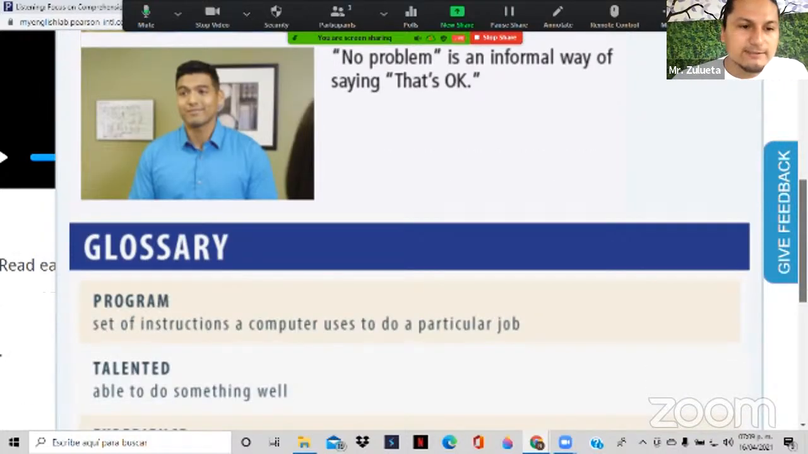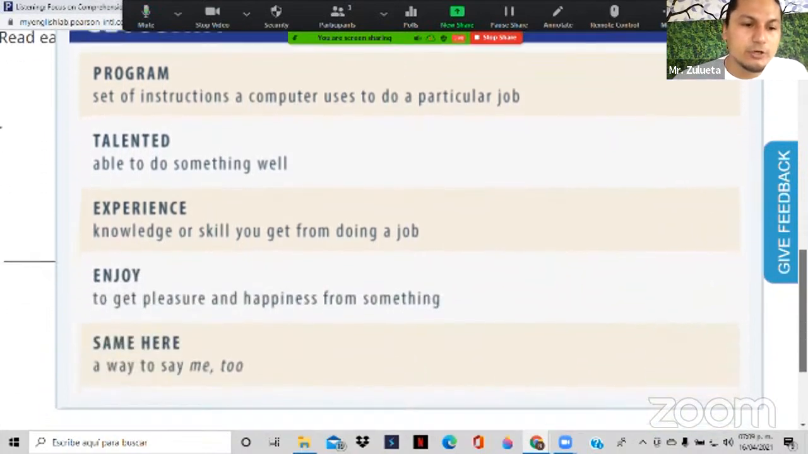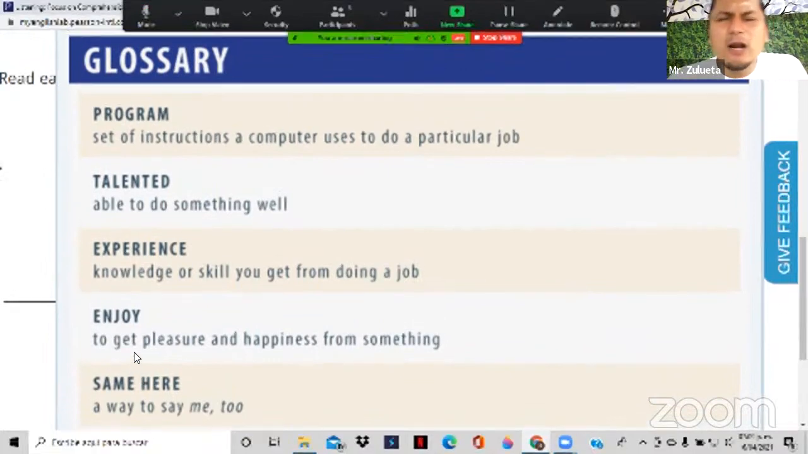So glossary, we have program, talented, experience, enjoy, same here. For example, enjoy, I've heard some of your classmates mention, for example, I like dancing, it's funny. Try to change funny into enjoyable. Something is enjoyable, okay? If it's enjoyable, it means that you're happy when you're doing it.